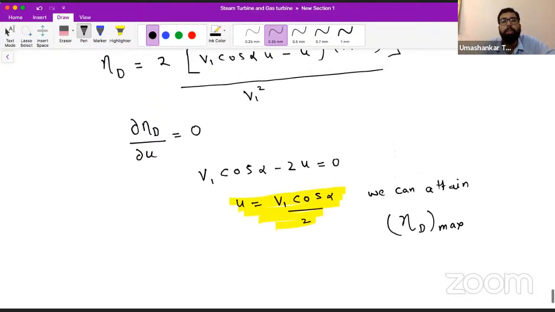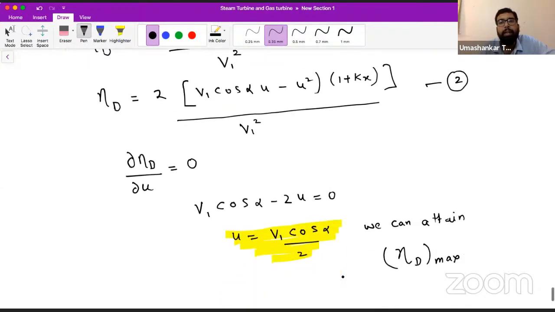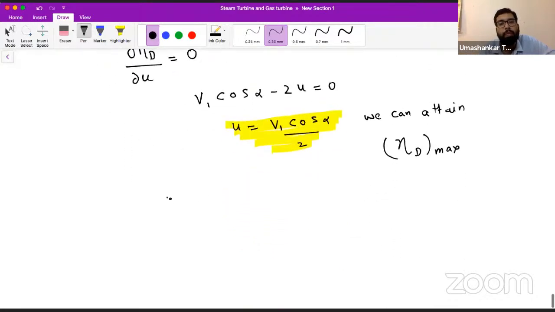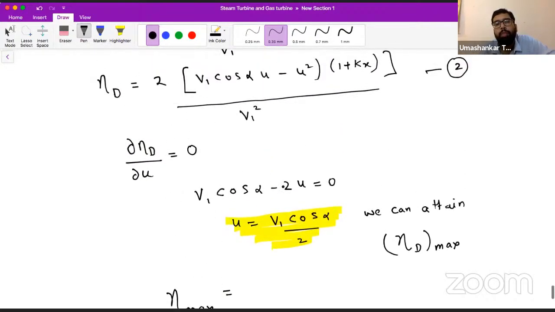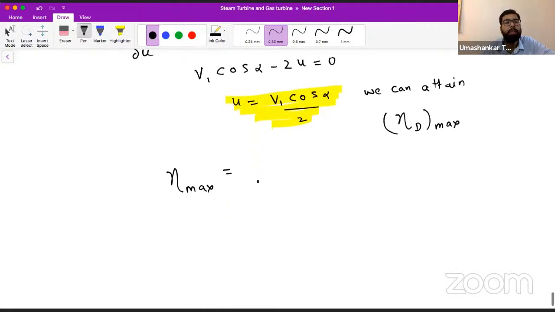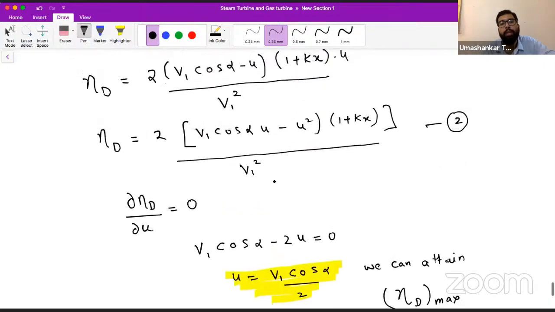So if I put this value of U in this equation number two, to find that this is the condition of maximum efficiency, then what maximum efficiency are we going to get? You put this value of U back into the diagram efficiency formula, and you will have your maximum efficiency. So let's just put it.